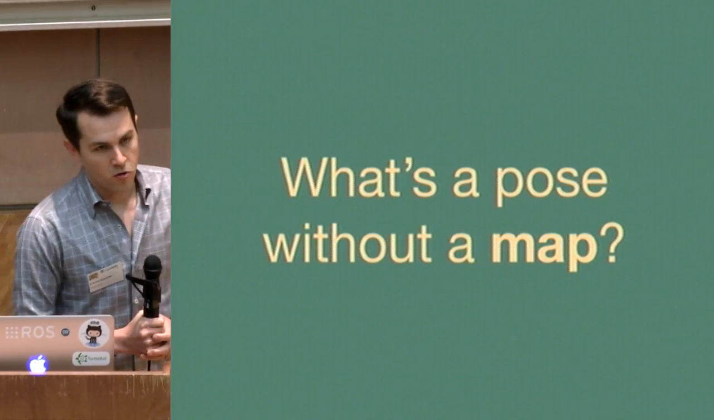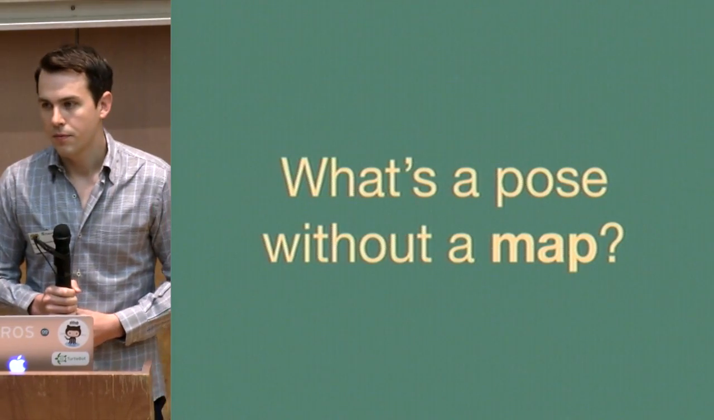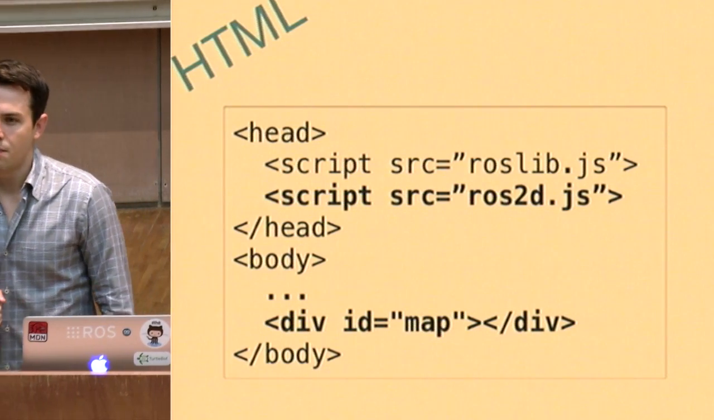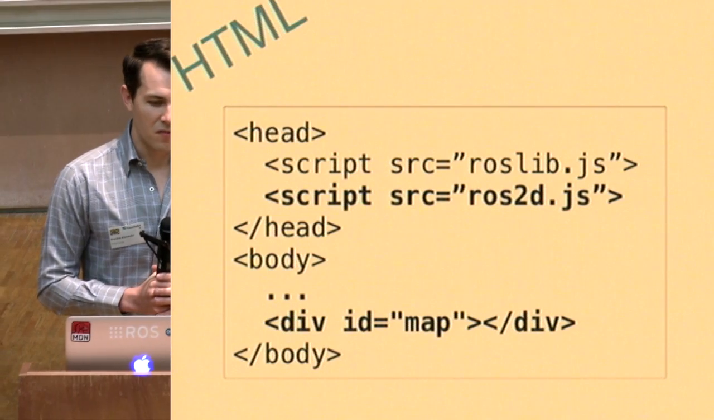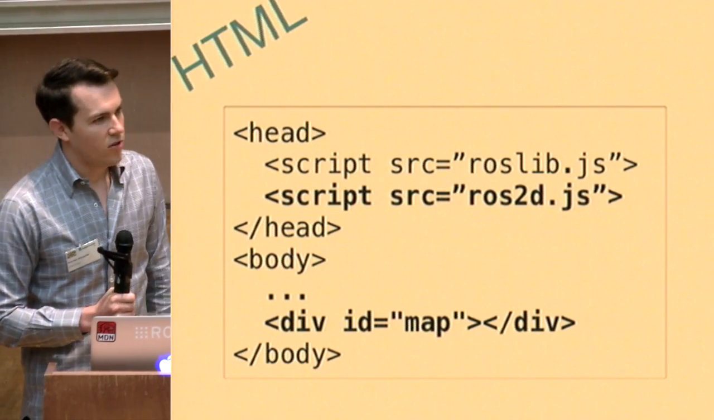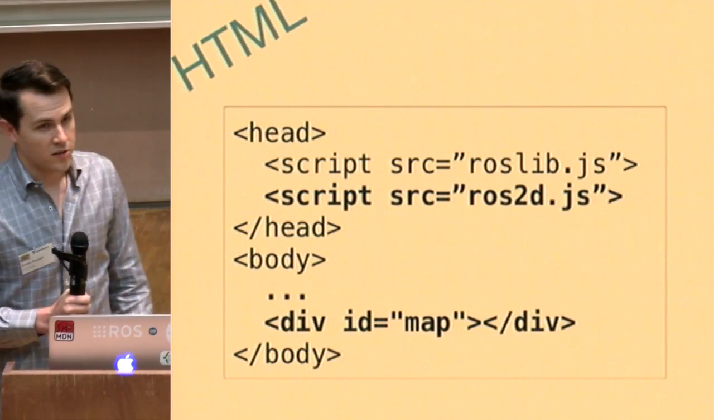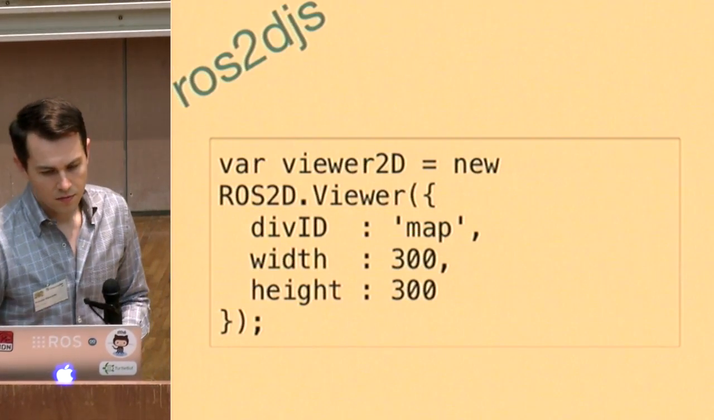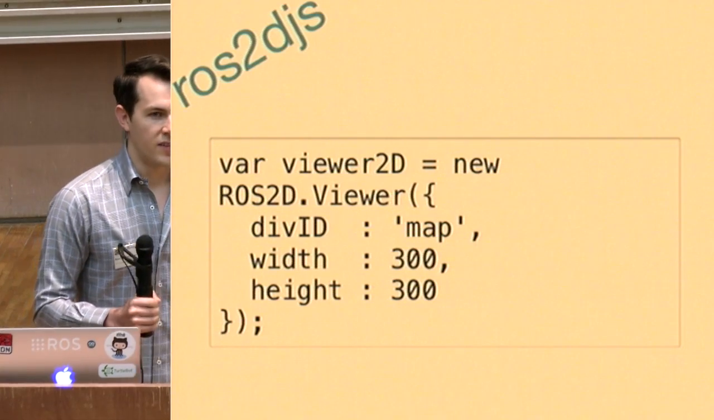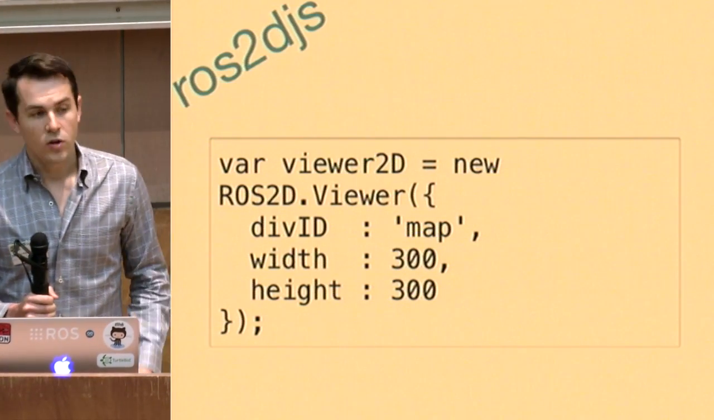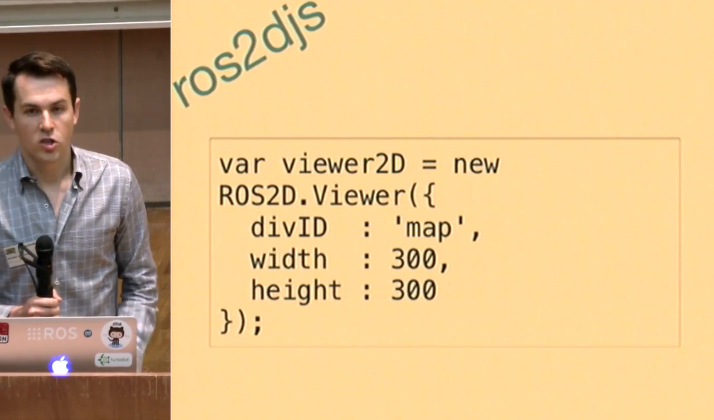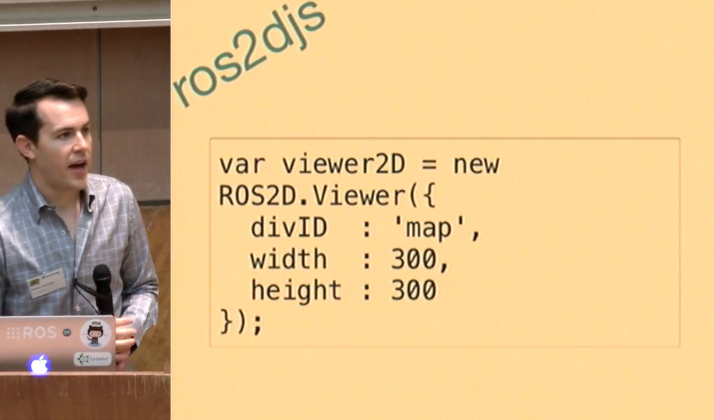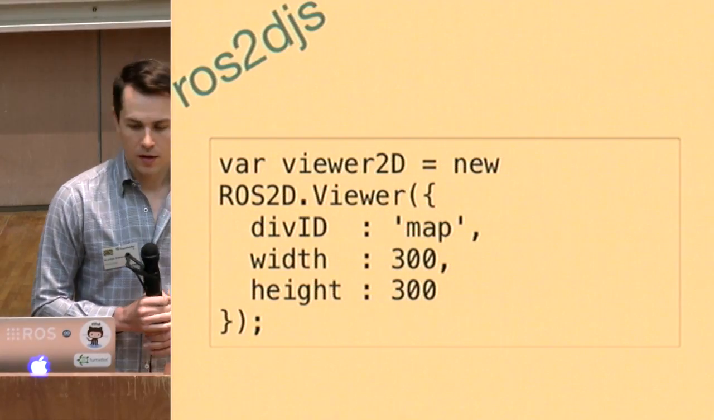But just text of a pose doesn't mean a lot without a map. And that's where ROS2D.js comes in. ROS2D.js provides a 2D scene graph for your browser with some additional ROS functionality. So what that means, you create your root scene, your root 2D scene, and you give it some basic coordinates and where it should be on your web page. We then need to add components to this scene graph.